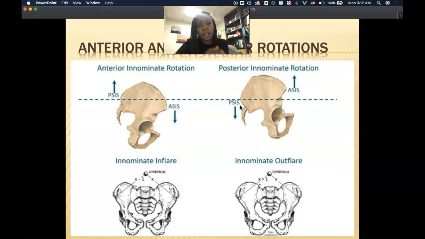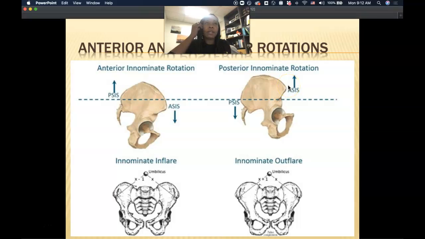But most often the causation for a posterior rotation is going to be the hamstring muscle group for sure, right? Ultimately, what I want you guys to see in this image is that with an anterior rotation, that ASIS sits more inferior when we compare it to the other side. And then the opposite happens. In a posterior rotation, that ASIS is sitting more superior.